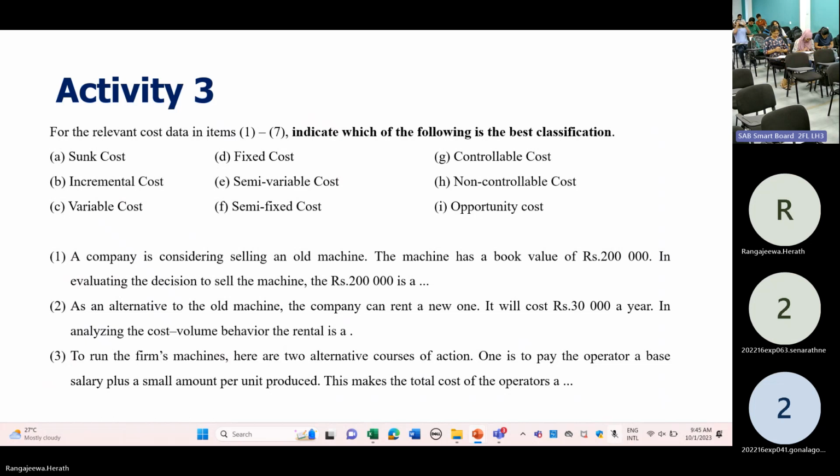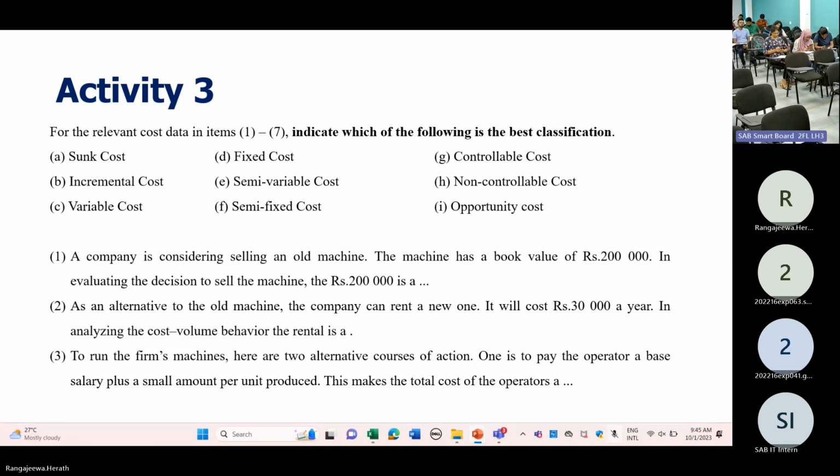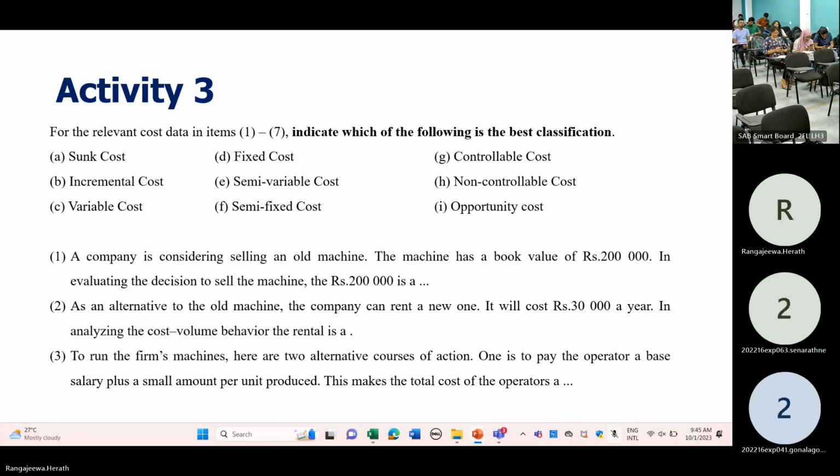As an alternative to the old machine, the company can rent a new one. It will cost 30,000 a year. In analyzing CVP behavior, the rental is... CVP, cost volume profit analysis. It's the cost.